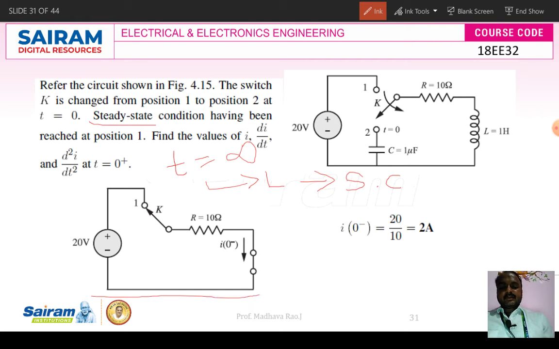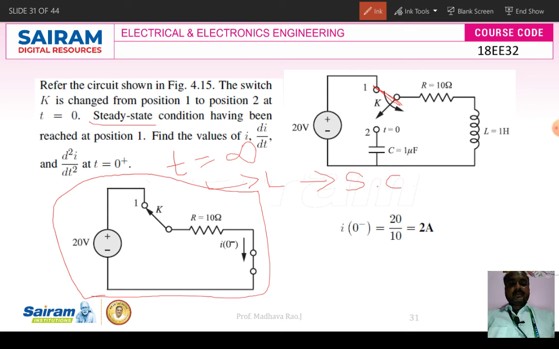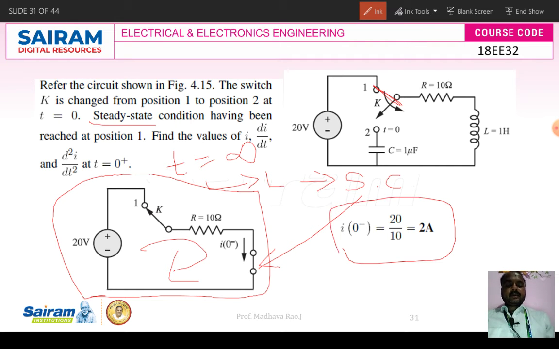In the first condition, the switch is at position 1, so the circuit will be like this. So what is the I of 0 plus? The inductor acts as a short circuit here. You can see how the inductor is connected. Apply KVL to this entire loop. So what we get is 20 divided by 10, which is equal to 2 amperes.